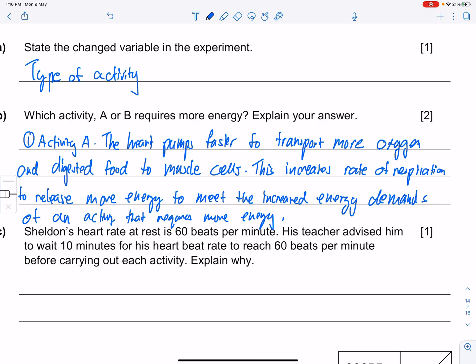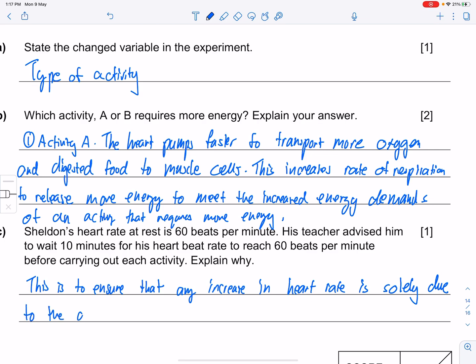You need to specifically say this is to ensure that any increase in heart rate is solely due to the activity, due to the carrying out of activity A and B.